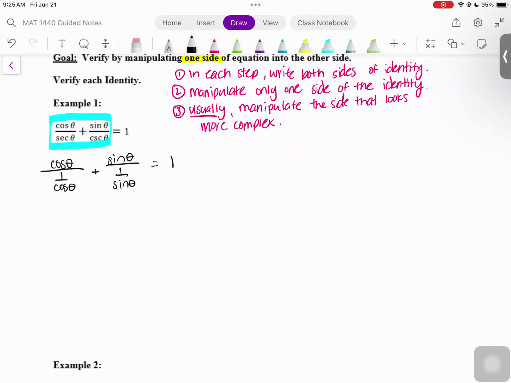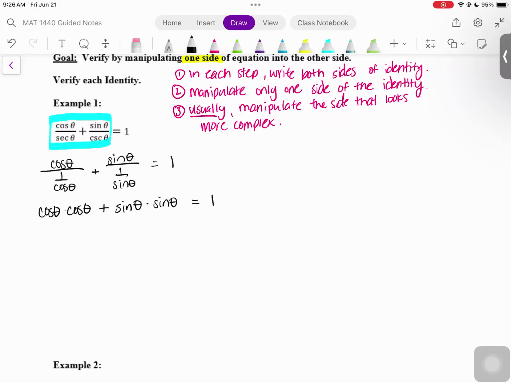In my first term, cosine theta divided by 1 over cosine theta, I'm going to clear out that complex fraction by multiplying by the reciprocal. So we have cosine theta times the reciprocal of 1 over cosine theta, which is cosine theta over 1. And I can drop that denominator of 1 now. And I'm going to do the same thing with my next term. Sine theta divided by 1 over sine theta is the same as sine theta times sine theta over 1 equals 1. Again, practicing writing each side of that identity.